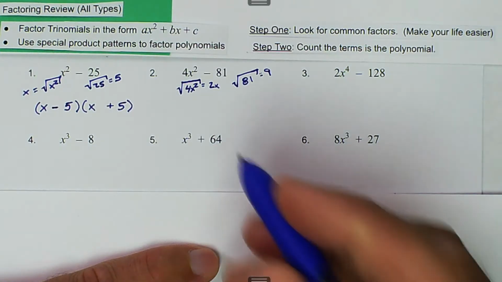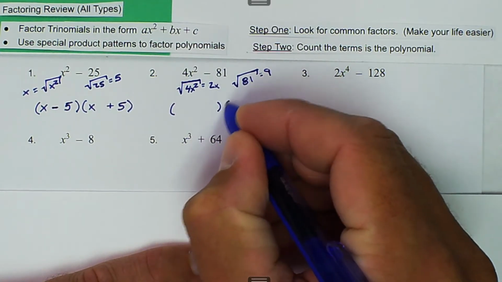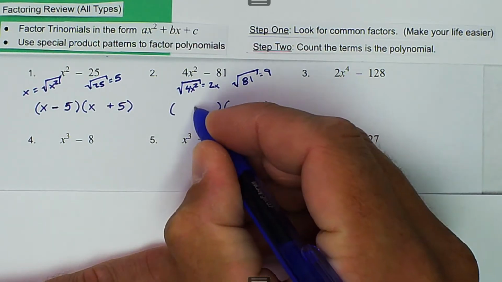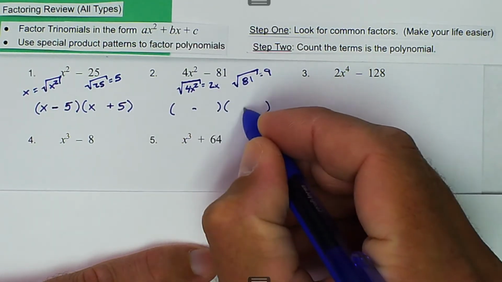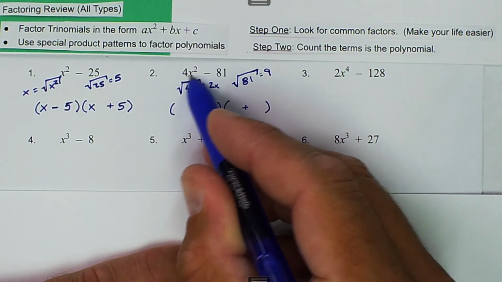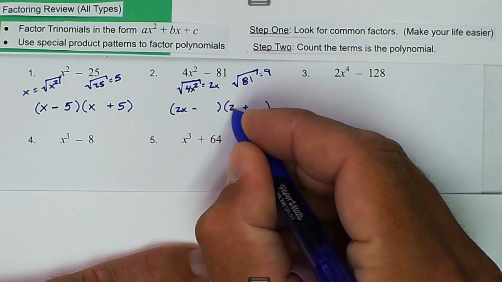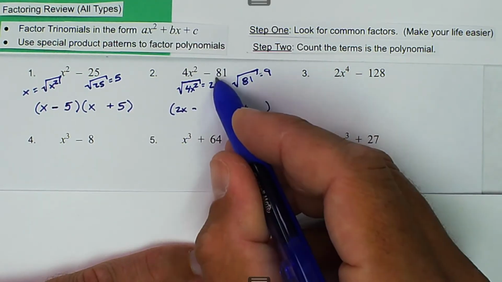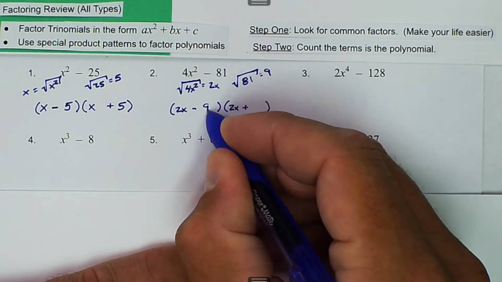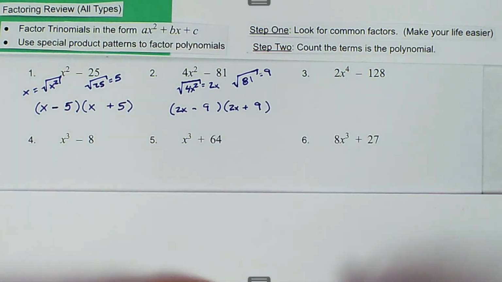So now we still have our conjugate pair. So it's going to be, could be plus minus or minus plus, doesn't matter. Then we take our first term square root, and we get 2x, so that goes 2x and 2x. And then our second term square root, that gives our second terms. So 9 and 9.